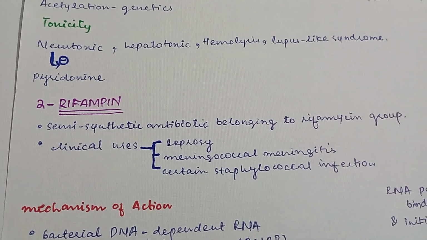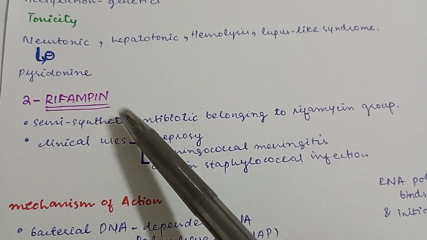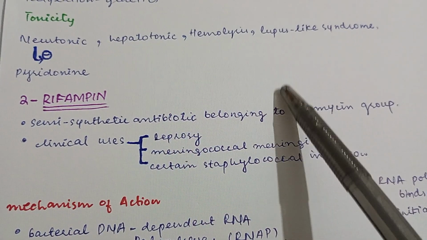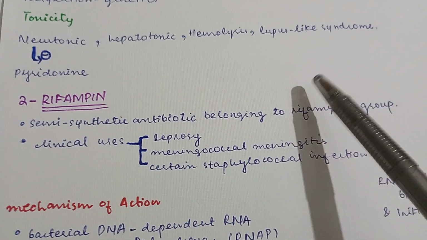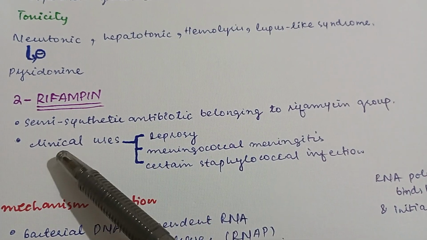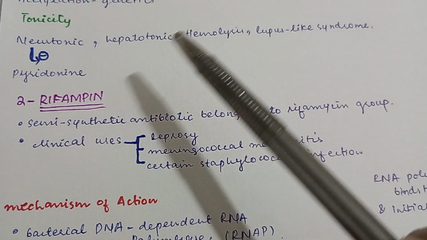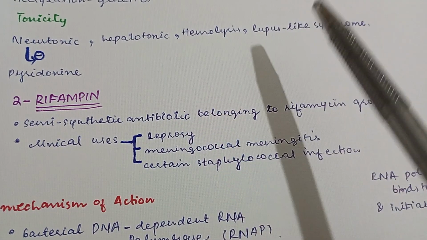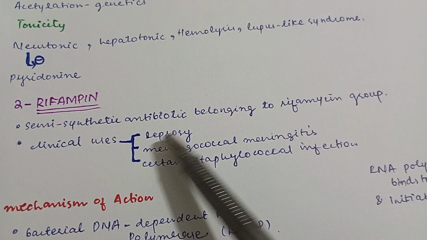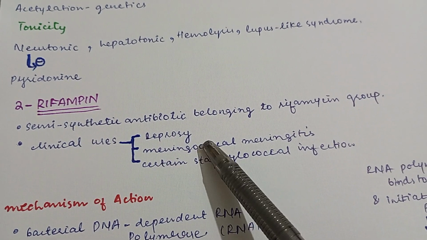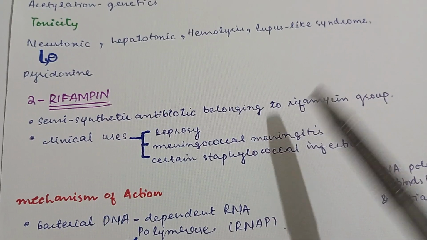Next drug, that is our Rifampin. It's actually a semi-synthetic antibiotic belonging to the rifamycin group. We will discuss a few more drugs from this group, but this is the main drug, and I want to tell you in the introduction about the clinical uses other than in the treatment of Mycobacterium tuberculosis. This drug is also given in leprosy and in meningococcal meningitis, and also to treat certain staphylococcal infection.